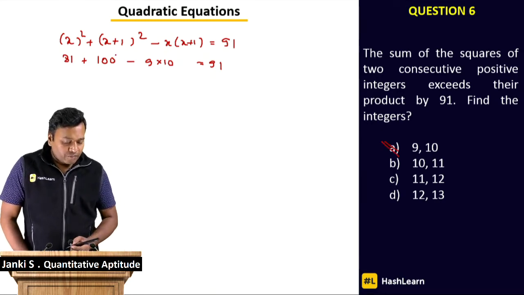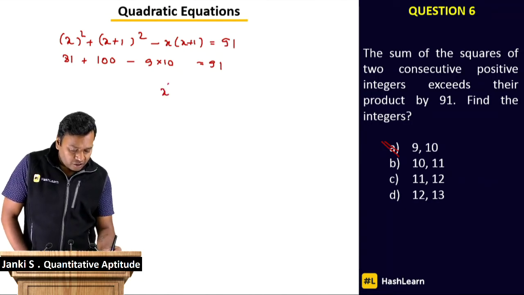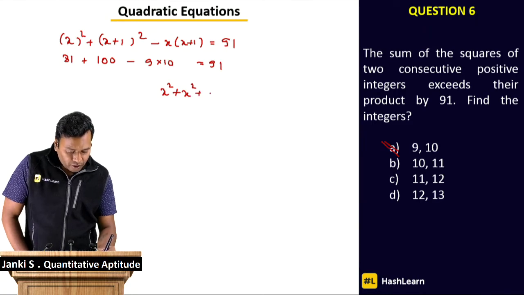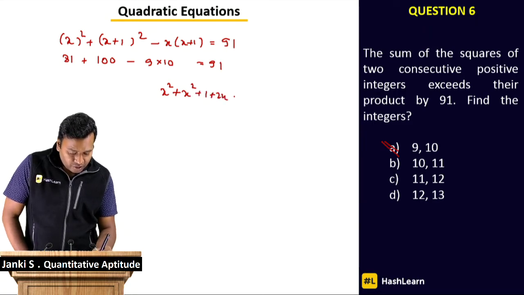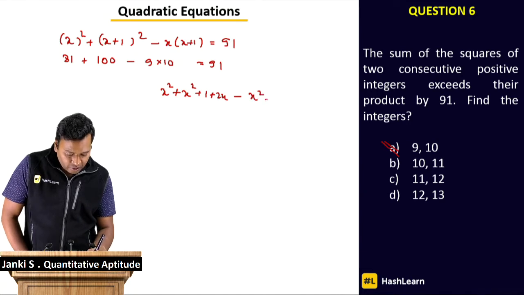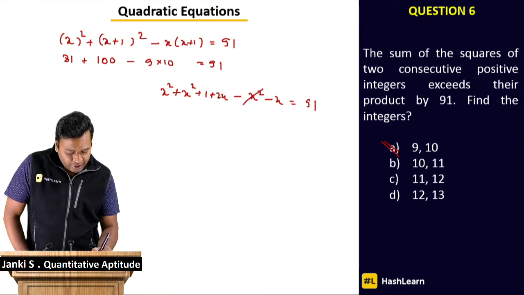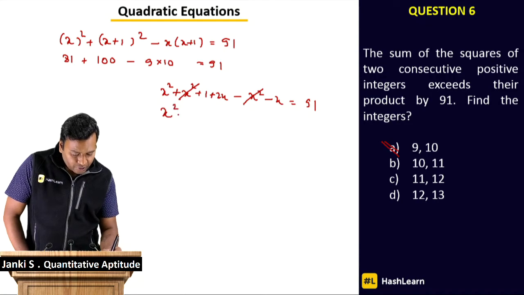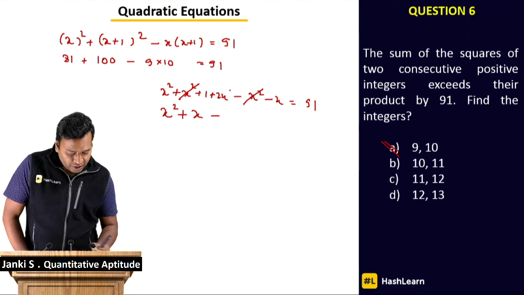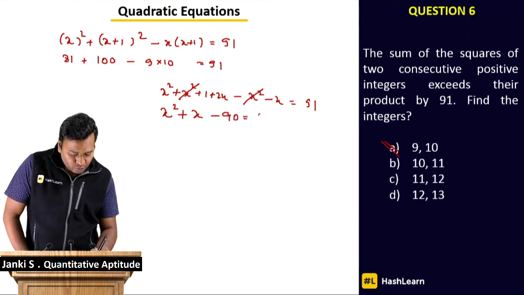But if I want to solve, what is my representation here? It's nothing but x square plus x square plus 1 plus 2x minus x square minus x should be equal to 91, right? So that's my representation here. अब एक x square तो I can definitely cancel, right? So remaining is x square plus x minus, now if it will come towards this side, 90 should be equal to 0.